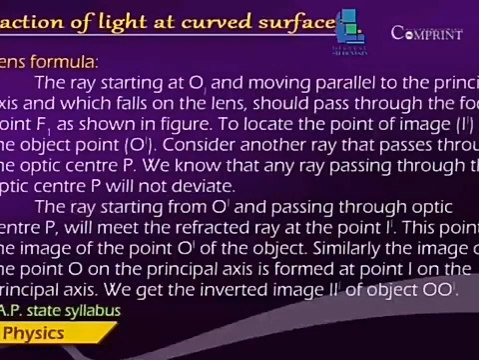The ray starting from O1 and passing through optic center P will meet the refracted ray at the point I1. This point is the image of the point O1 of the object. Similarly, the image of the point O on the principal axis is formed at point I on the principal axis. We get the inverted image II1 of object OO1.